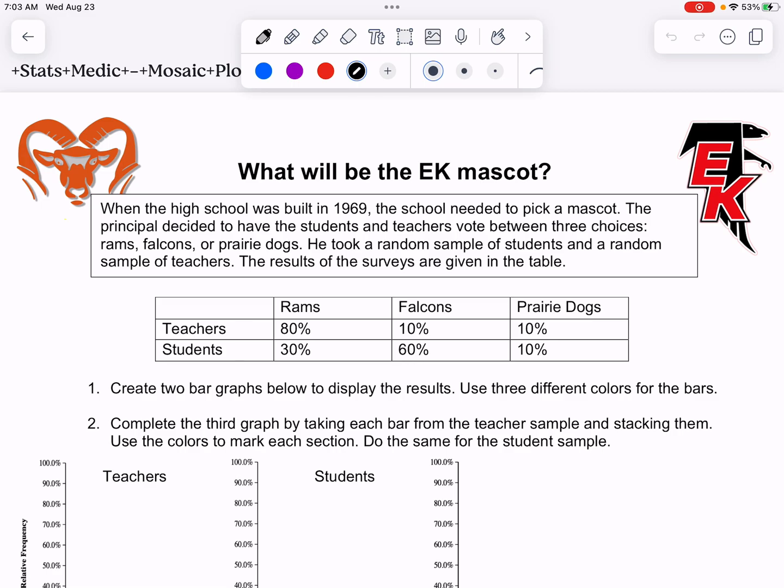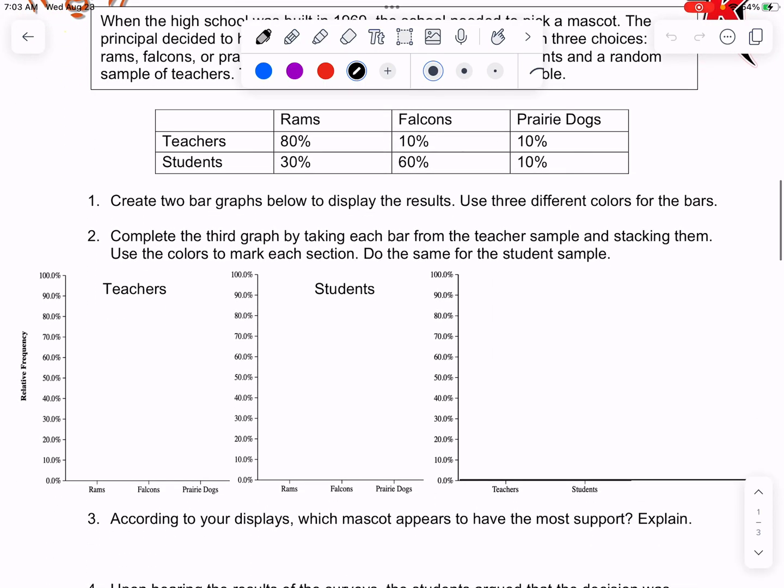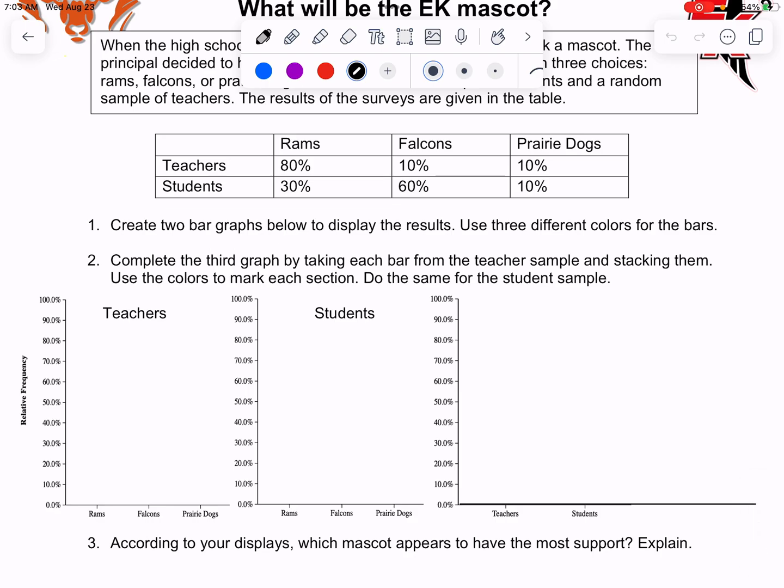Okay, in this lesson, we're going to talk about a school who's trying to pick a mascot. The principal decided to have students and teachers vote between three choices: Rams, Falcons, or Prairie Dogs. He took a random sample of students and a random sample of teachers. The results of the survey are given in the table. All right, so notice how it's in percentages, so it would be a relative distribution.